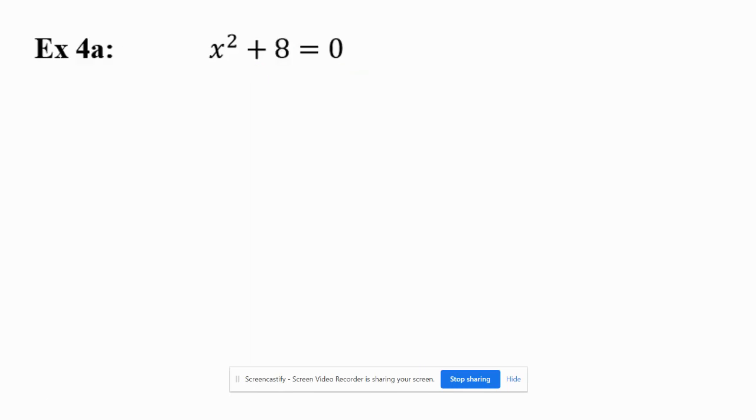Example 4a, x squared plus 8 is equal to 0. Just like before, isolate the x squared by getting rid of everything else. Positive 8, so we're going to subtract 8 from both sides. On my left, 8 minus 8 is 0. Bring down the x squared. On the right, 0 minus 8 gives us a negative 8. We'll undo the squaring by taking the square root from both sides. On my left, we know that's x. On the right, I'll take square root of negative 8 to the side.